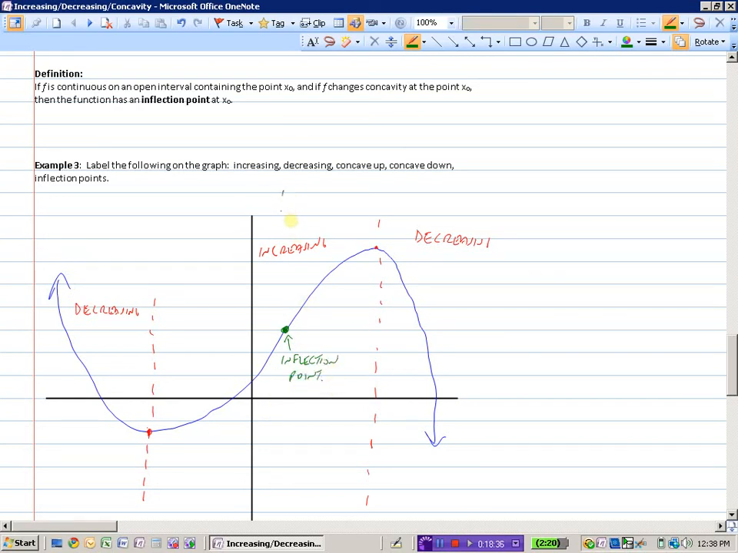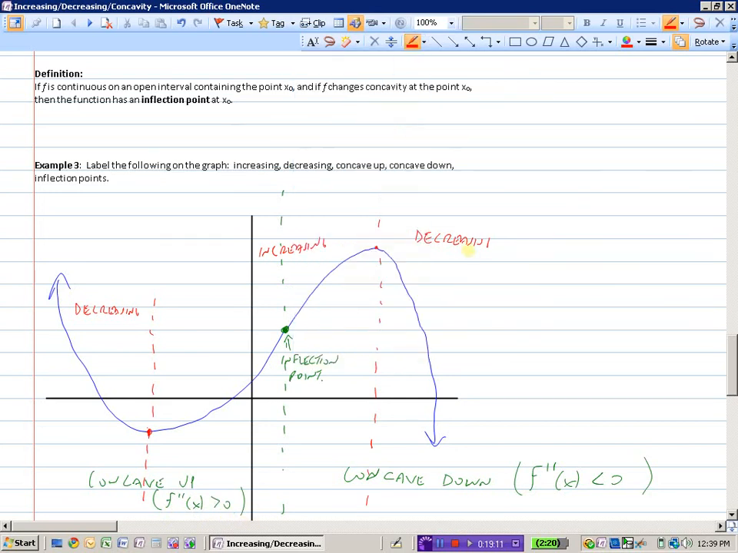On this interval here, it is concave up. And on this interval over here, it is concave down. So if we were analyzing the derivatives, on the concave down interval the second derivative would be less than 0. In the concave up area here, the second derivative would be greater than 0.